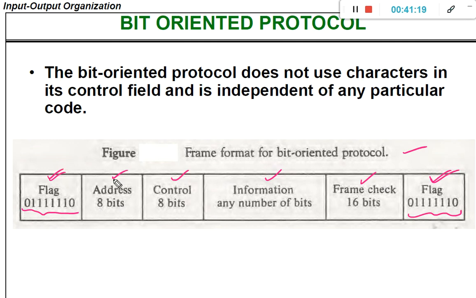And we are going to provide the address with 8 bits. We are going to provide the control information with 8 bits and we are going to provide the actual information of any number of bits and then we are going to provide the frame check with 16 bits, to check whether the data has been successfully transmitted or not or any errors have occurred during the transmission. So that will be checked using the frame check.